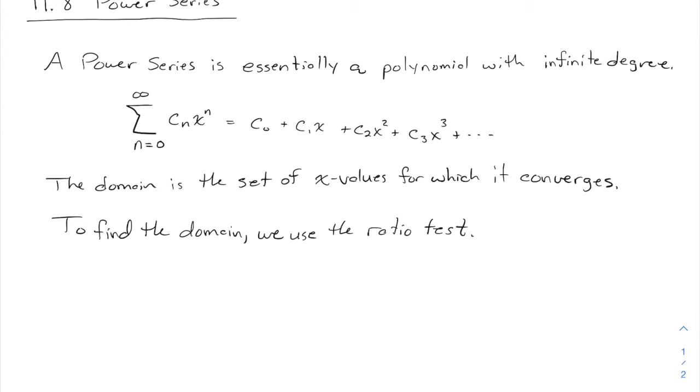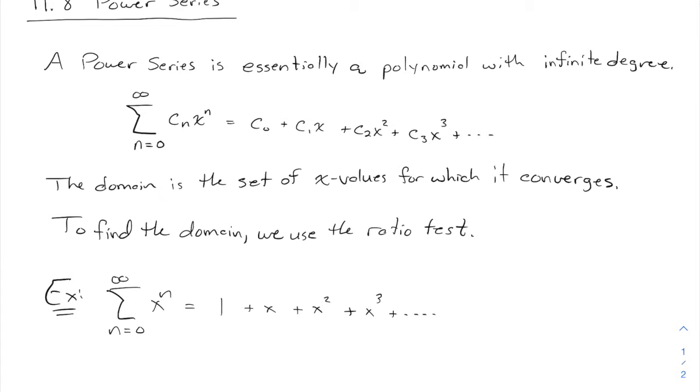And to find the domain, usually what we have to do is use the ratio test. Let's look at an example here. This is a power series, just x to the n, with n going from 0 to infinity. If we wanted to figure out the domain here, we could actually find it without using the ratio test because it's a very simple series.